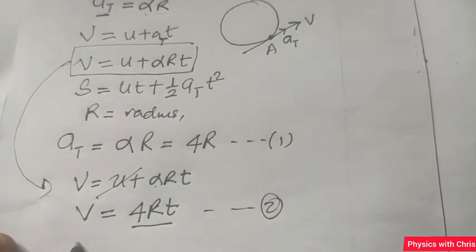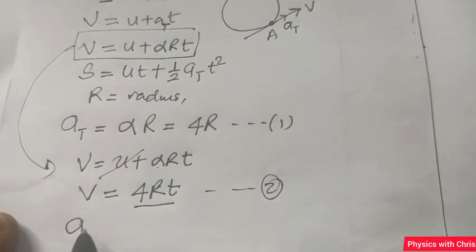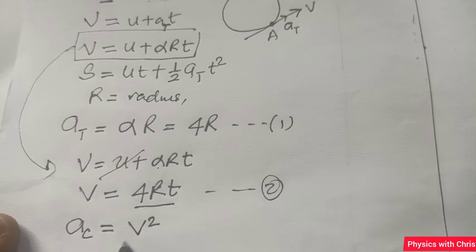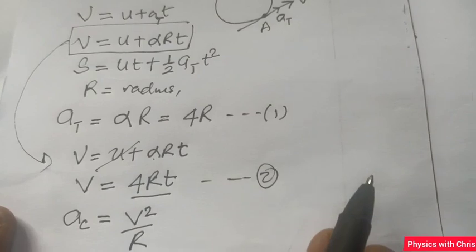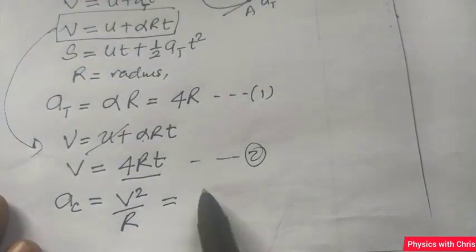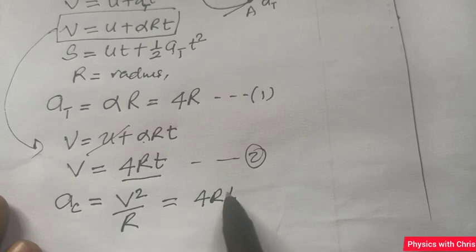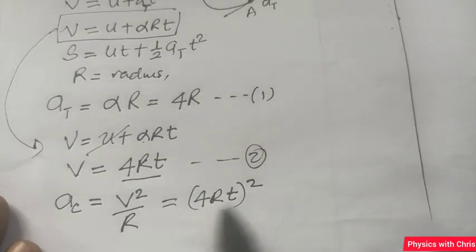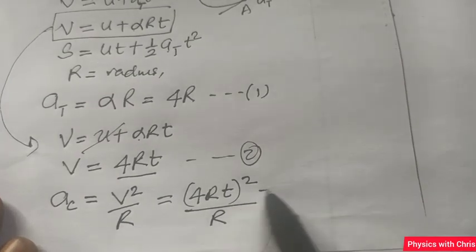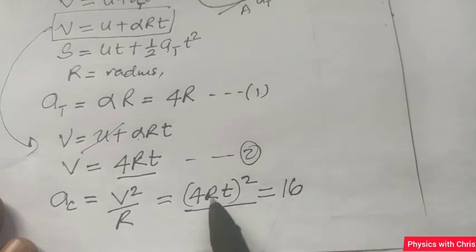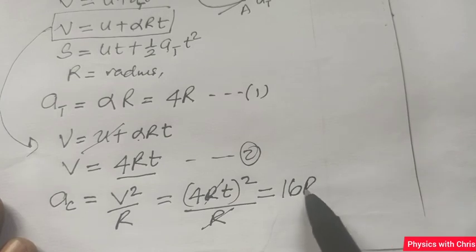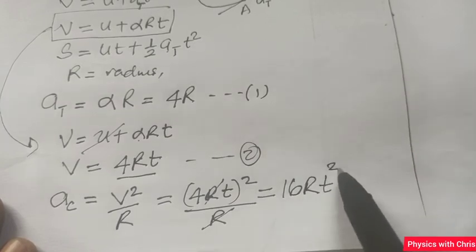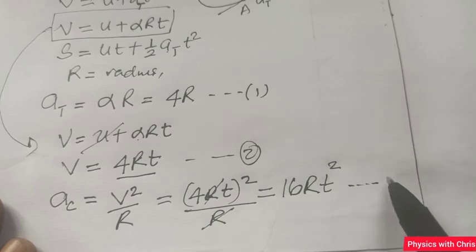All right, so to find the centripetal acceleration, a_c, that will be equal to v squared divided by the radius r. So that gives me 4rt all squared, divided by r. Of course, the square will affect this 4, that gives 16. It affects this r squared. This r cancels one of the r, so one is left, times t squared. Okay, let me call this equation 3.